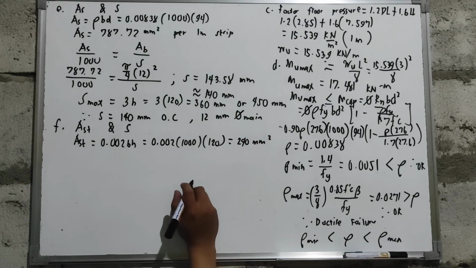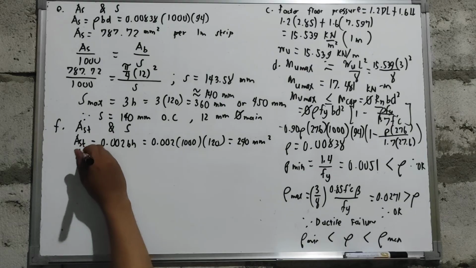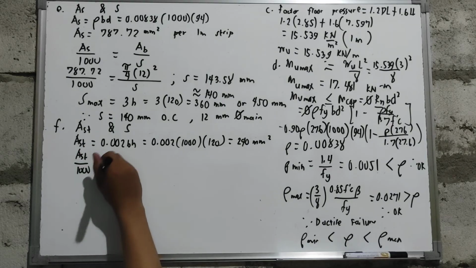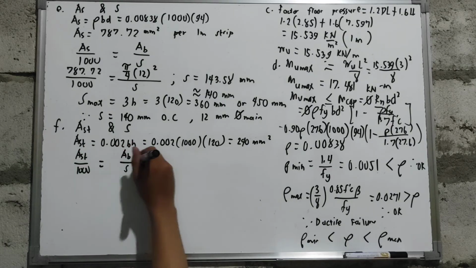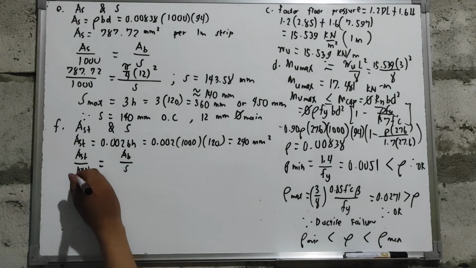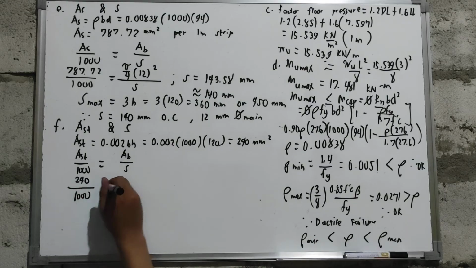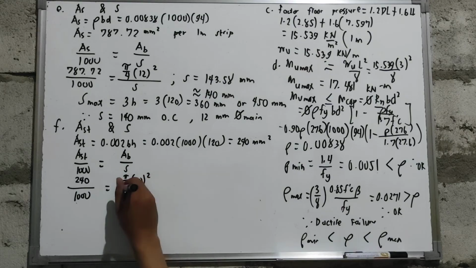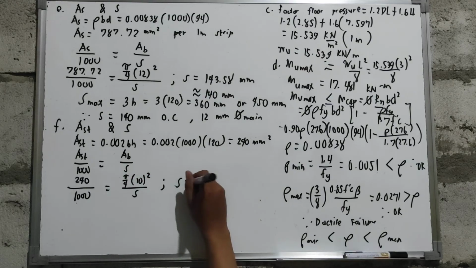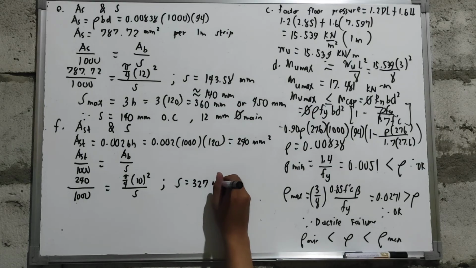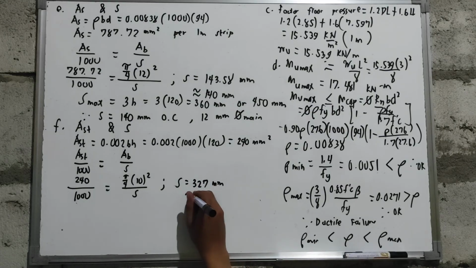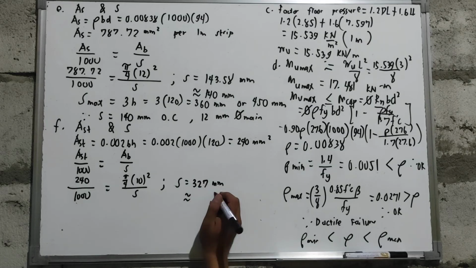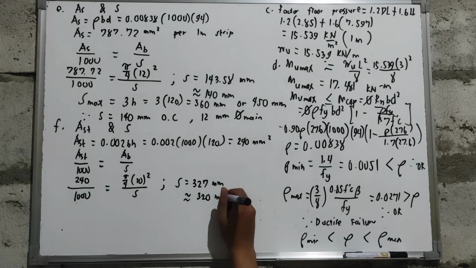So parehas lang tayo ng gagawin. Magre-ratio and proportion lang tayo over 1,000 equals dun sa area ng isang bakal over yung spacing niya. So we have Ast na 240 over 1,000 is equal to yung area ng isang bakal natin, that is 10 mm over S. So the value of your S is now equal to 327 mm. So sabihin natin dapat divisible by 10. So sabihin natin na 320 mm siya.